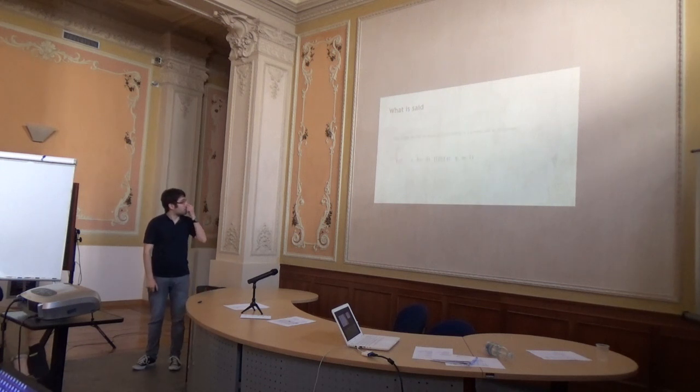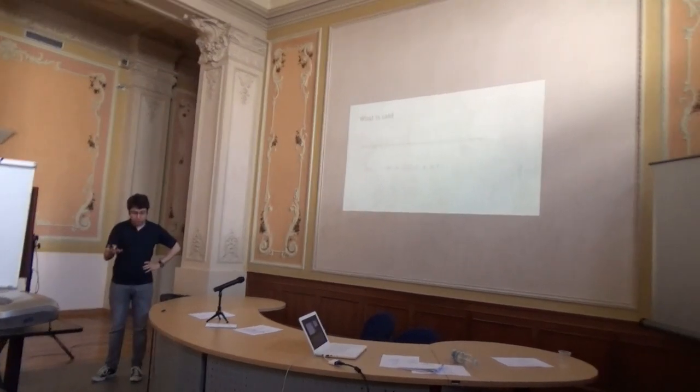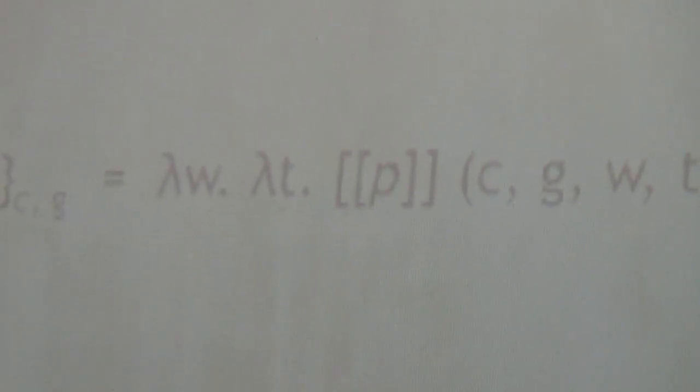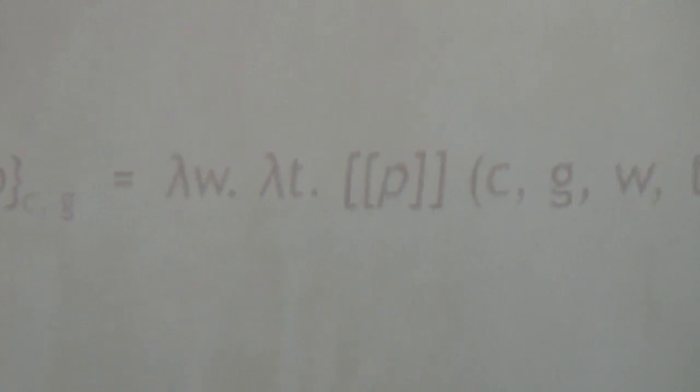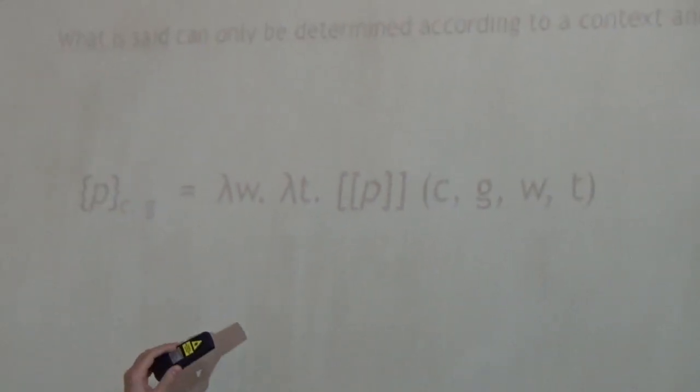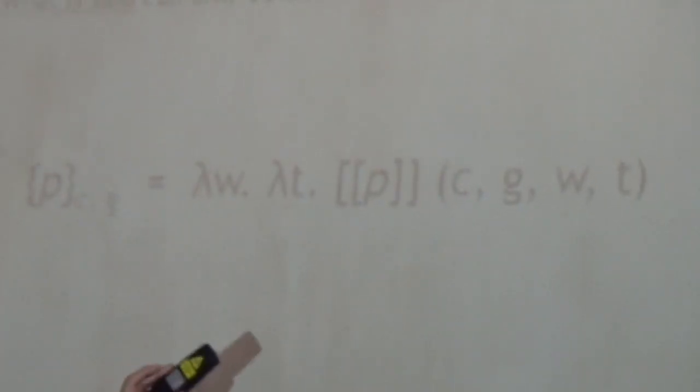So the notion of what is said in Kaplan can be represented like this, by means of abstracting over the world and time parameters. Kaplan uses a notation which I won't be using. So what is said is just a function from possible worlds and times to extensions. This will represent what is said by phi in context C and assignment G.